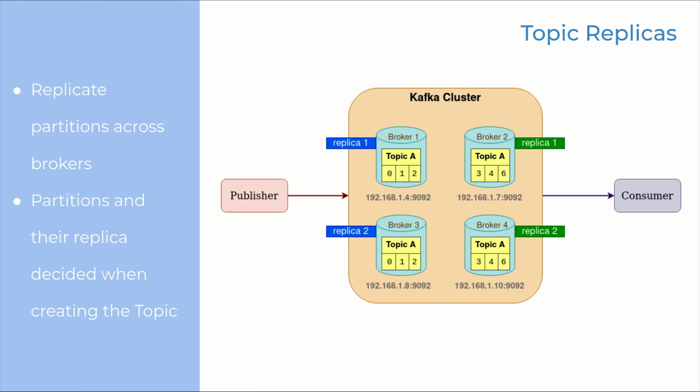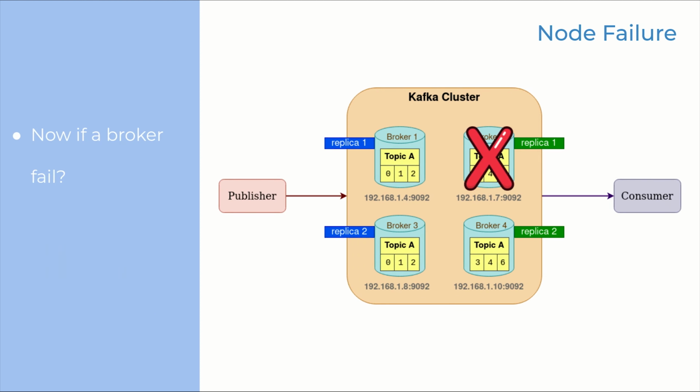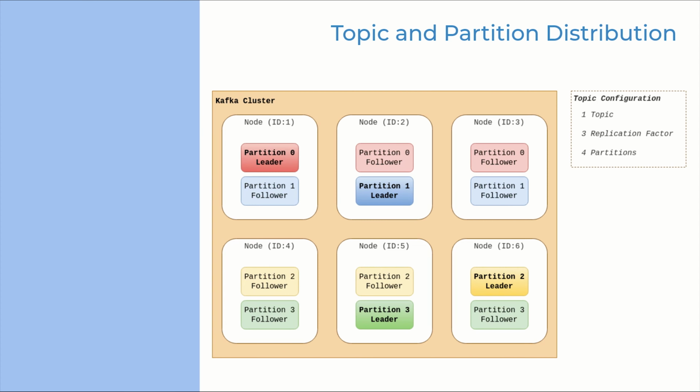So now what if we lose a particular broker? Even after a broker failure, we do have a backup of these partitions in broker 4. So the entire topic A data is retained within the cluster without any impact. So let's look at the Kafka cluster with a descriptive example.